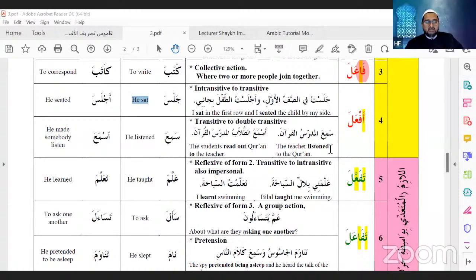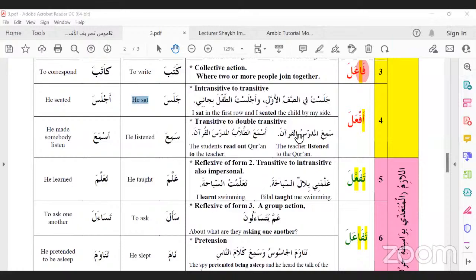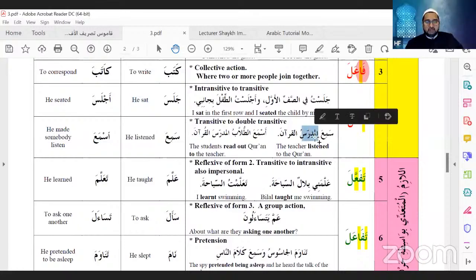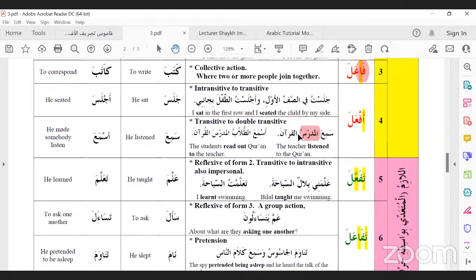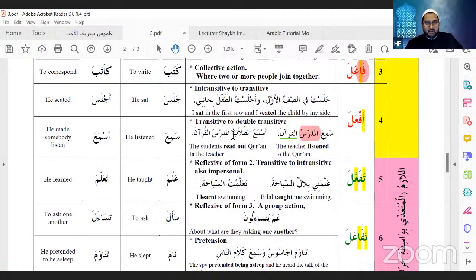So this is a transitive verb. You have the verb, the subject, the doer, and the other one is the object, Quran. Correct. Next example. Let's do this example and see what happens here.